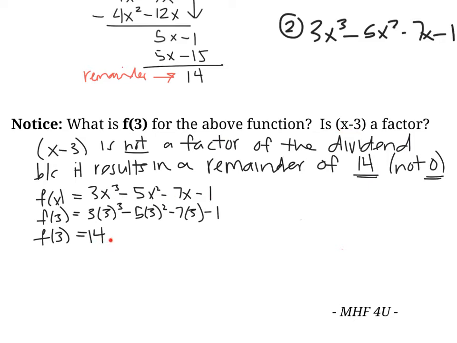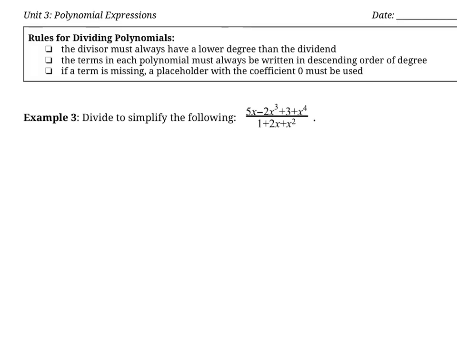So automatically, instead of actually dividing this thing, if I was just asked, is this thing a factor, I could just plug in the 0, which is 3, into the function, and whatever results will be the remainder, which means that if we get a remainder of 0, we know that it's a factor, and if it's anything but 0, it's not a factor. Here are some rules for when we're dividing polynomials.